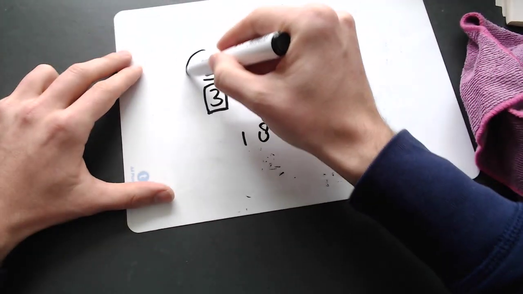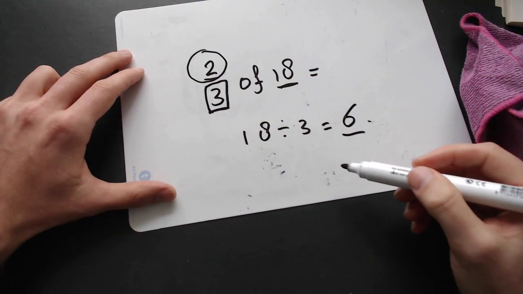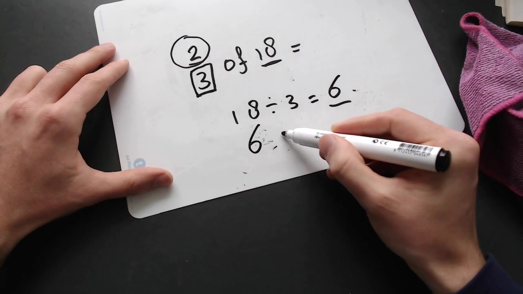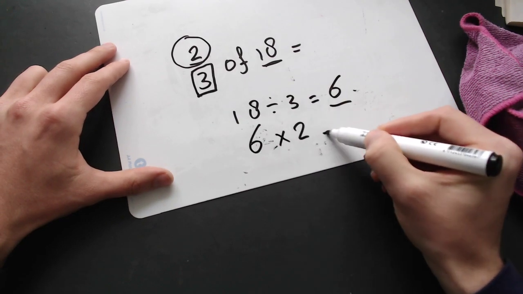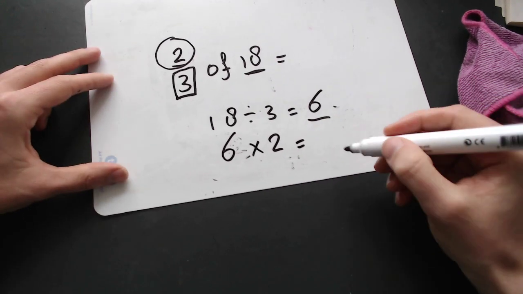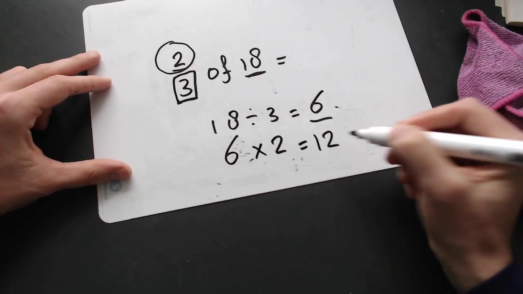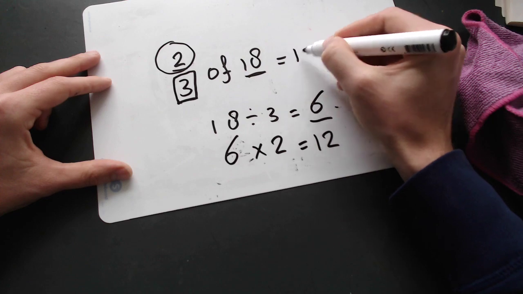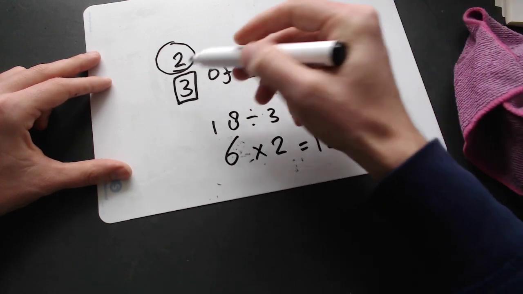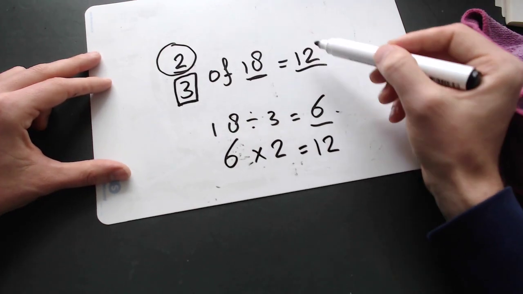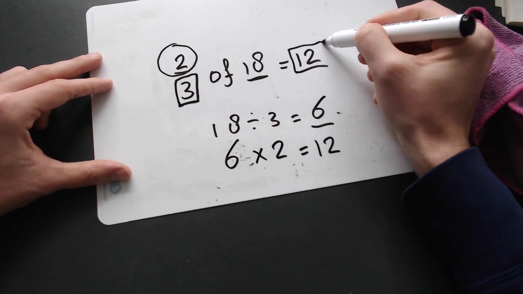So I'm not sending 1 group to the room, I'm sending 2 groups to the room. So 6 multiplied by 2, because I'm not sending 1/3, I'm sending 2/3. So that would make 12. So the product is 12. So 2/3 of the whole number 18 make a product of 12.